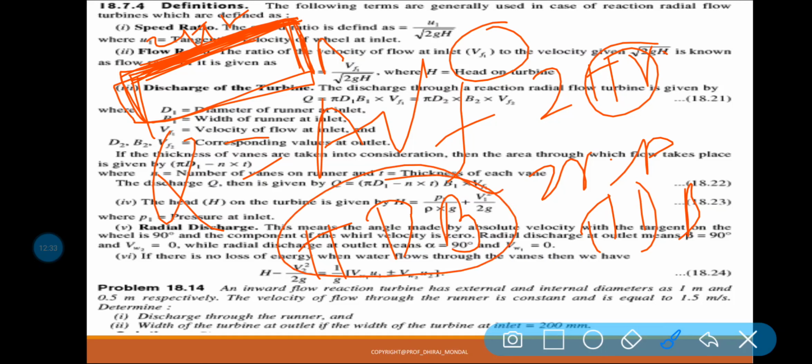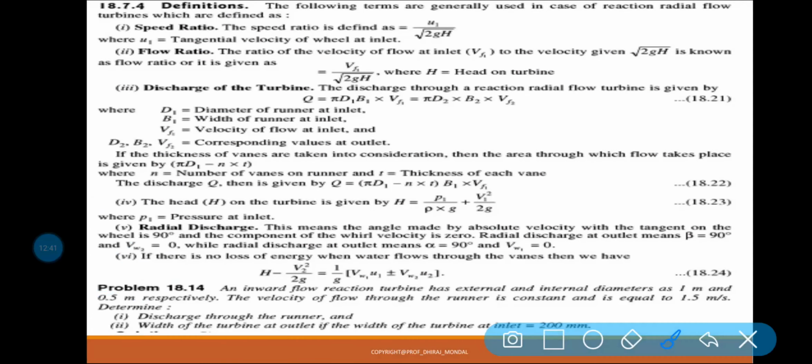So pi d into b is the cross-sectional area, and at the inlet it is pi d1 b1 into Vf1, and at the outlet pi d2 b2 into Vf2. Okay, so I think it is clear.